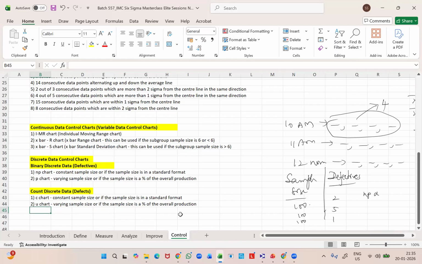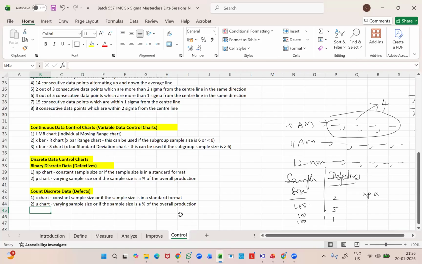Clear? So if you find that you need to plot defects type of data, but then they had given the sample size in a standard format, then we need to infer that they are referring to the sample size as constant, and we need to pick C chart as the right option. But for the same defects data, if they had mentioned that the sample size is a percentage value of the overall production, then we need to understand that they are referring to a varying sample size. In that case, we need to pick U chart as the correct option.